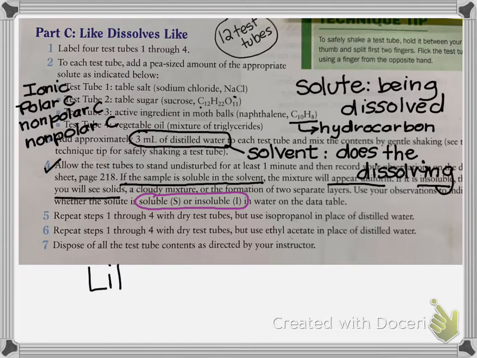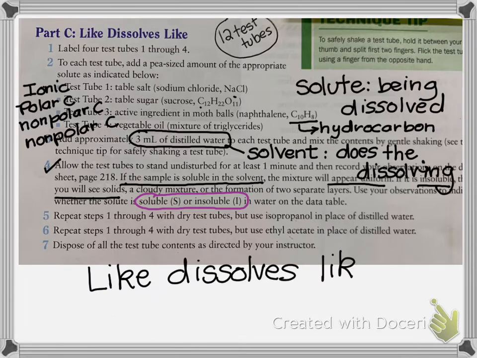Now, in the first part of the introduction, it said the golden rule of solubility. And this is what the golden rule is. Like dissolves like. Now, this rule is not very helpful unless you know what we are comparing, what things are alike. And what like dissolves like means is that substances with similar polarities will dissolve in each other.